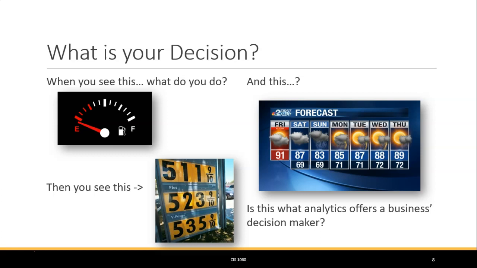So all of these are nothing more than data points. You use data to make decisions. And we want decision making to be as simple as that gas gauge. So many times throughout the rest of these lectures, I may ask you, is your decision as simple as seeing E on your gas gauge?